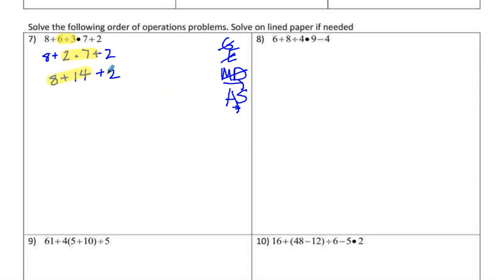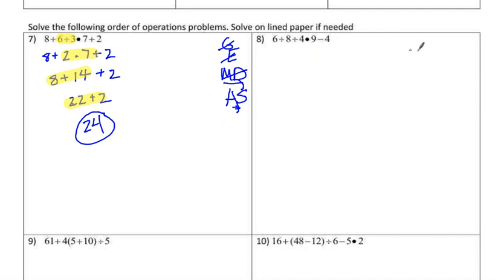I'm going to do this group of adding and subtracting first. 8 plus 14 is 22, plus 2 is in the back. And then that's going to be my last step, 22 plus 2, which gives you 24 as your answer. Please make sure you always circle your answer in this unit so that we can find it.